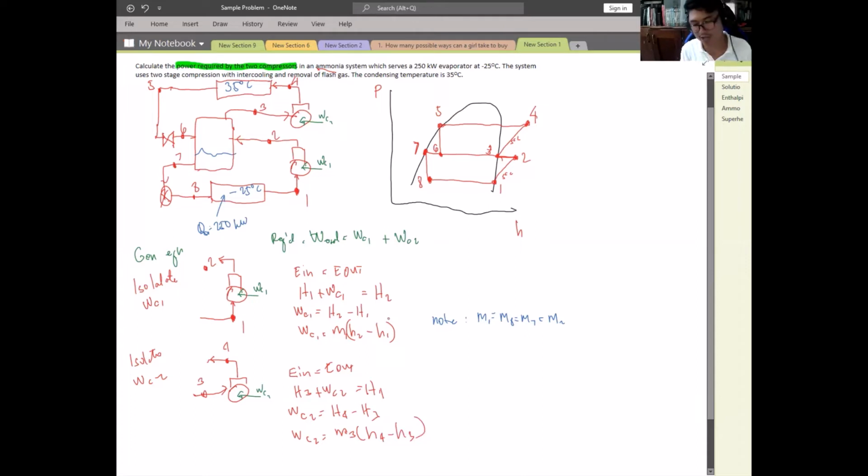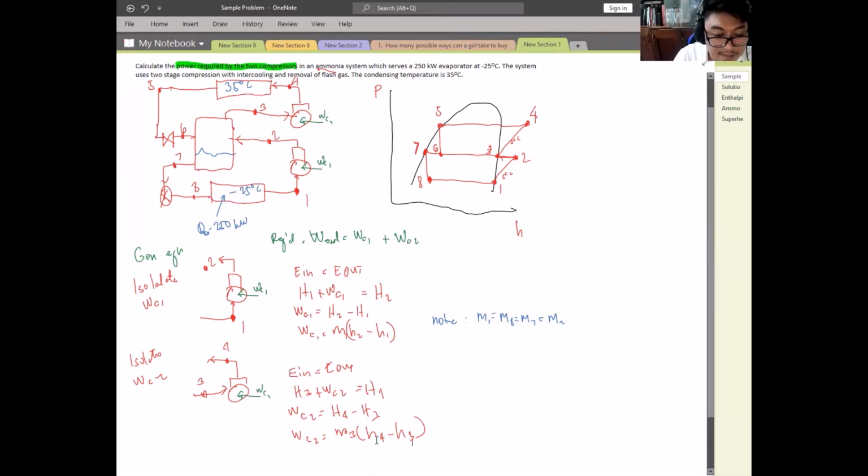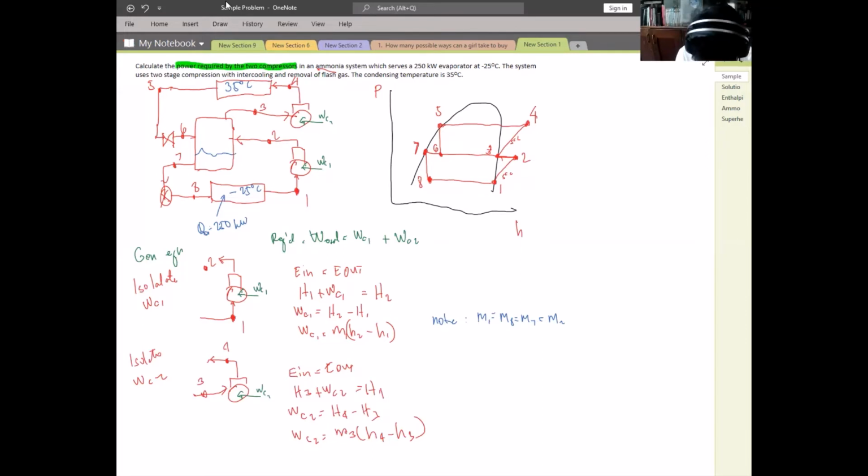Kasi meron tayong value, yung specific enthalpy. Okay, so kailangan natin ng H4 and H3 pati M3 para makuha si work C2. Then tapos na tong problem na to, no? Okay? So lagyan natin ng note: mass 3 is equal to mass 4, or kahit hindi na. Okay? So paalala niyo na lang po mamaya.